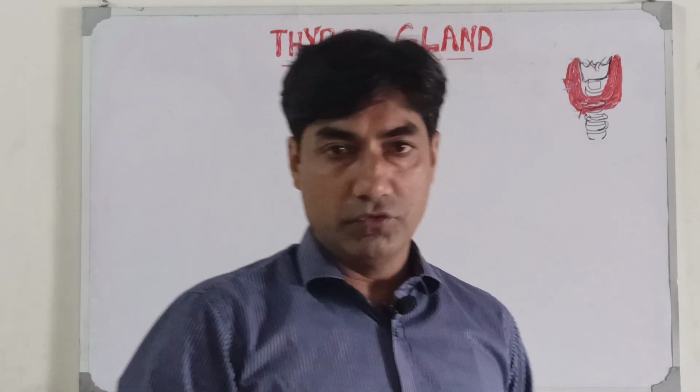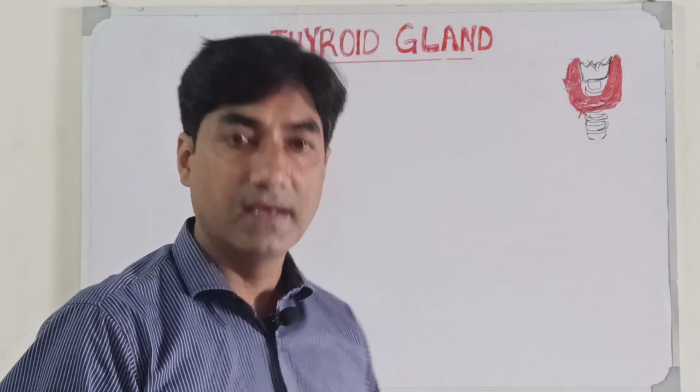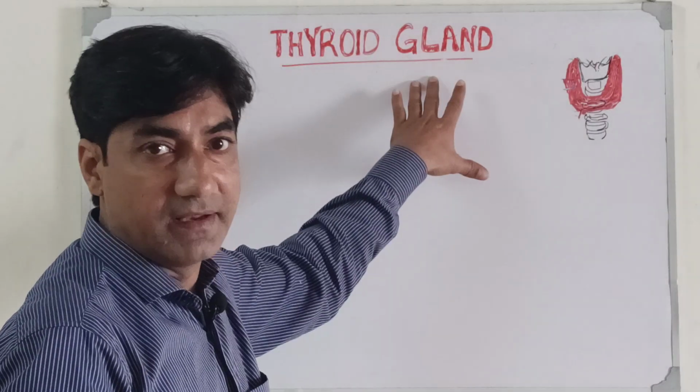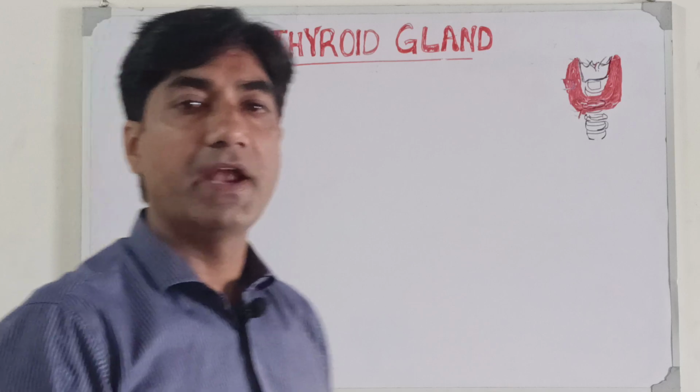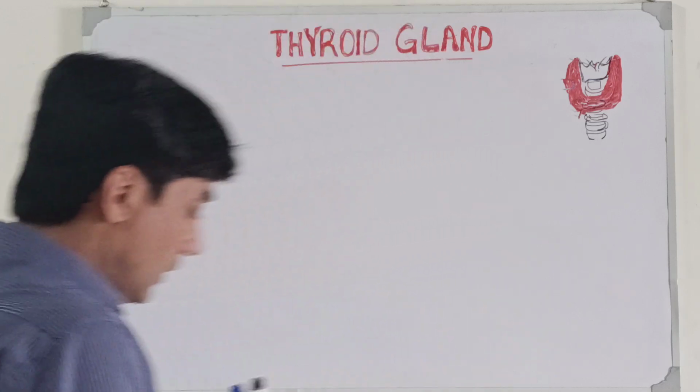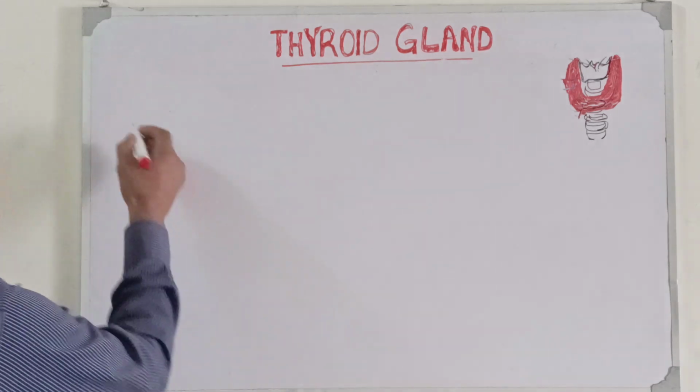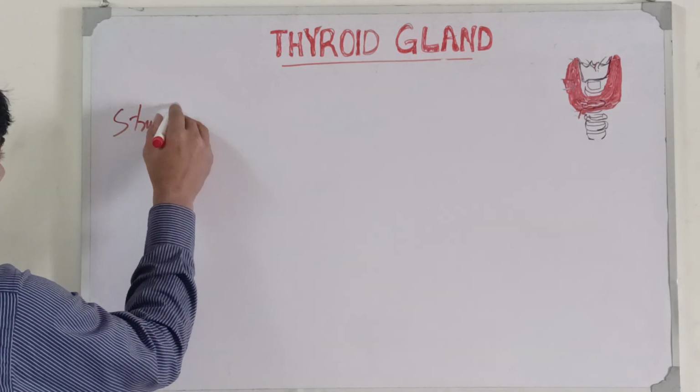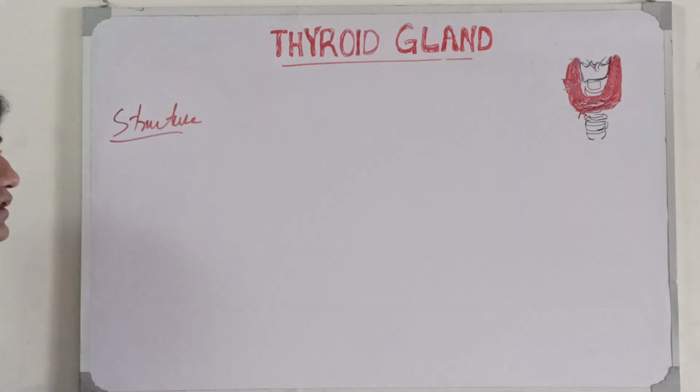Dear students, today we are going to talk about the thyroid gland. The thyroid gland is basically a part of the endocrine system. It's the largest gland of the endocrine system. So now we will discuss the structure as well as the function of the thyroid gland.